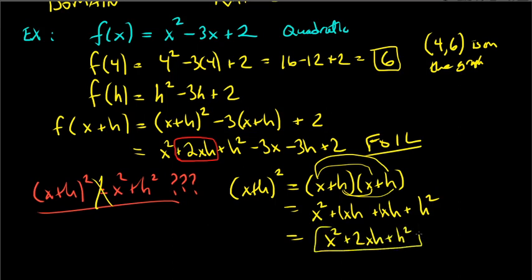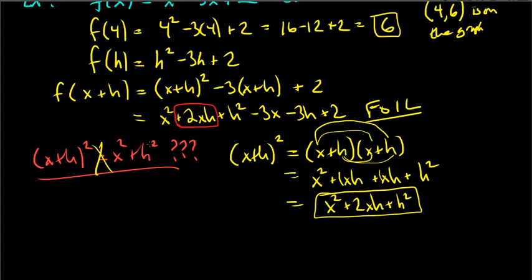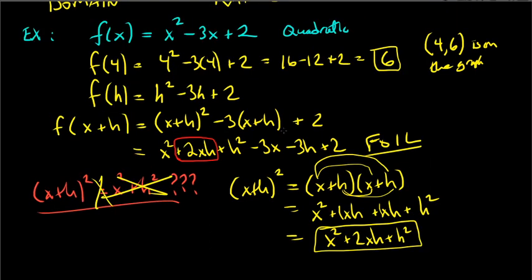And again, you should know that by now. If not, make sure you don't make this mistake again, right? You don't get x squared plus h squared. You got to get the cross terms, the xh and the xh. Okay, so with that in mind, now let's get on to the difference quotient, which is also an important concept.